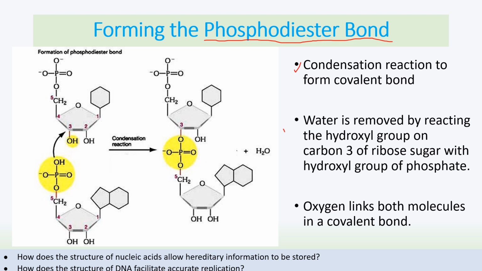Okay, water is removed by reacting, and this is the detail you need to be able to say, the hydroxyl group on carbon 3 of the ribose sugar. So what we mean here is this hydroxyl group, we're reacting that hydroxyl group with the hydroxyl group of the phosphate here. Okay, we take out a water molecule, leaving an oxygen as before. There's your oxygen there, and that then creates the phosphodiester bond, and that again is a condensation reaction.